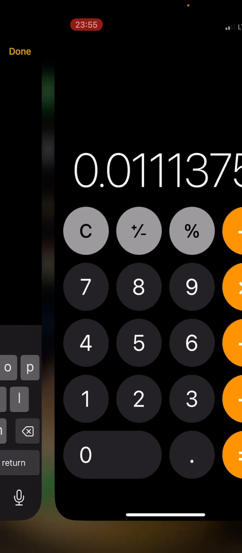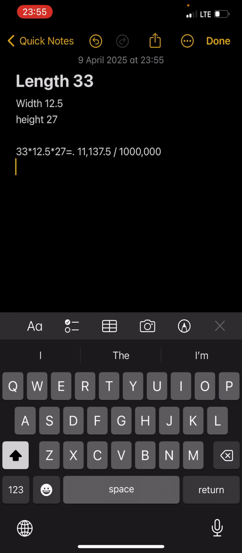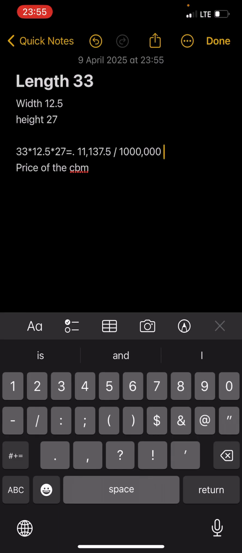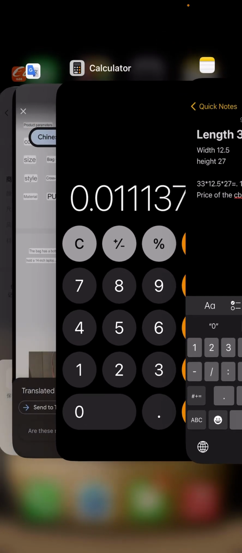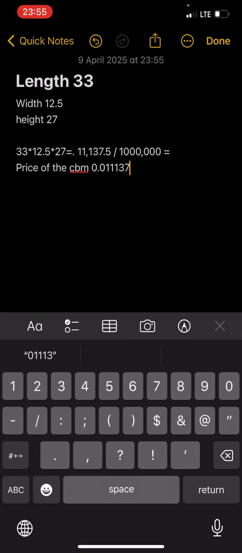This is how you get your CBM. Let me put it: the price of our CBM equals the price of our CBM, which is 0.011137575. Right? You already know the CBM of that bag.